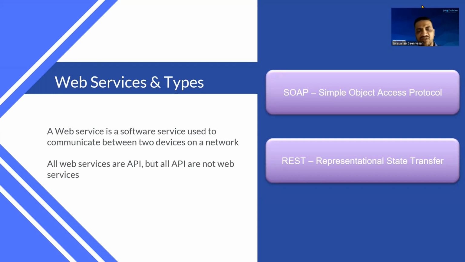Okay, so we have two types of web services. One is SOAP, which is Simple Object Access Protocol, and the other is REST, which is Representational State Transfer. We use both, and they have different data transfer formats as well. So let's see what SOAP is and what REST is.